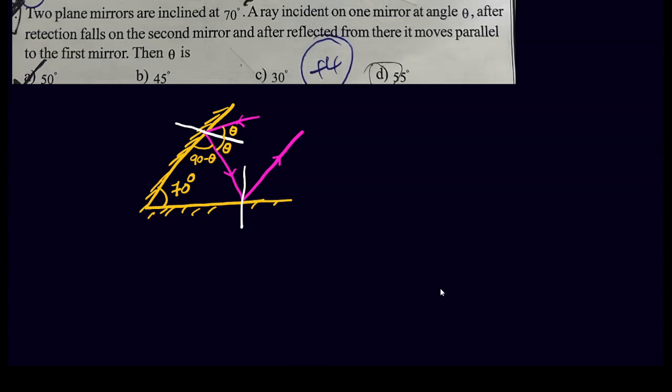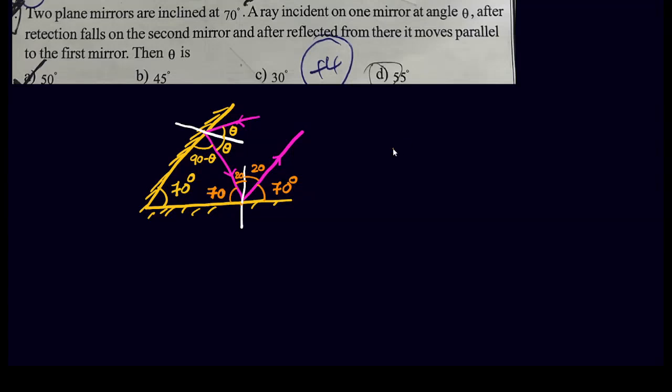Now, this light ray is parallel to the mirror, so this angle is 70 degrees. This is 70, which means this angle is 20 degrees, and this is also 20. So this must be 70. Now this is the normal, so this angle is 90.